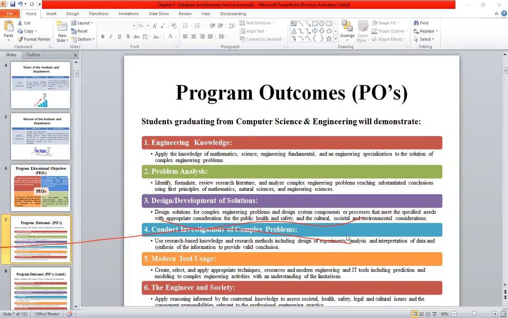Problem analysis. No engineer without problem. You know what is meant by engineer? An engineer is nothing but a problem solver. And no problem without analysis. Before solving that problem, there is a need to do the analysis of that problem.